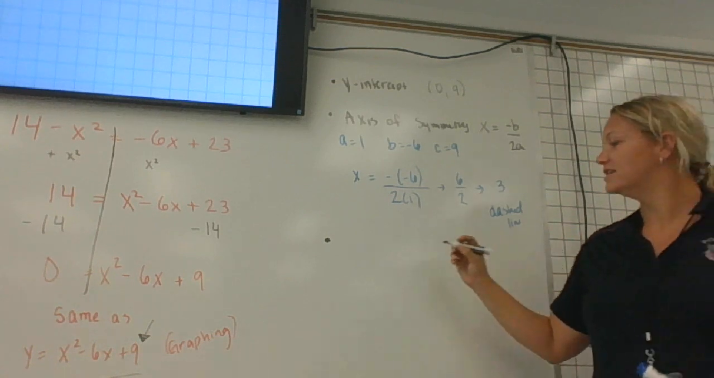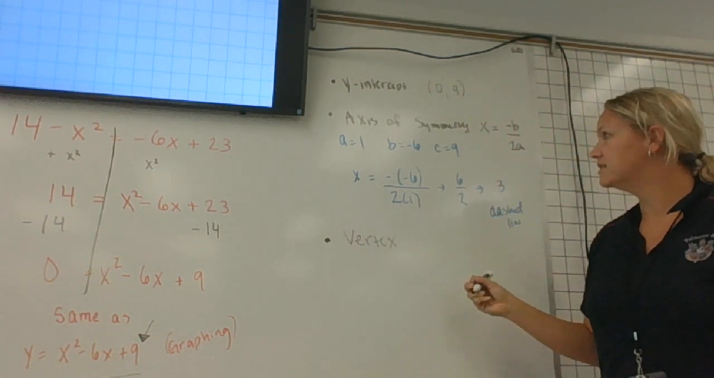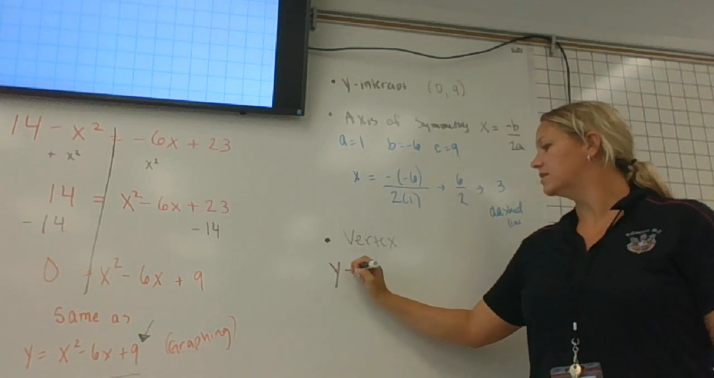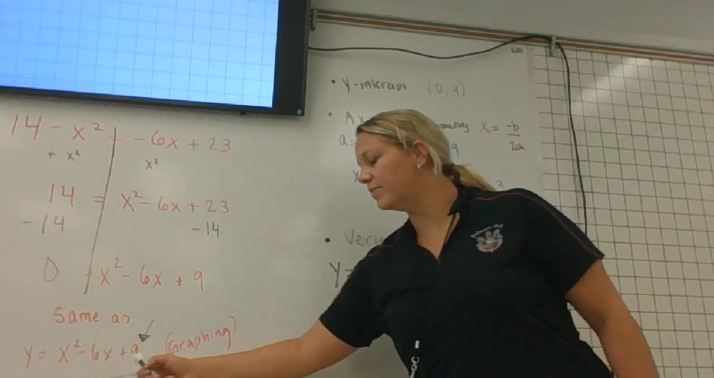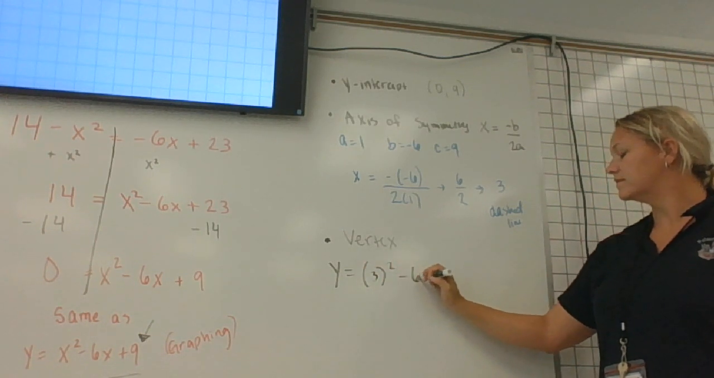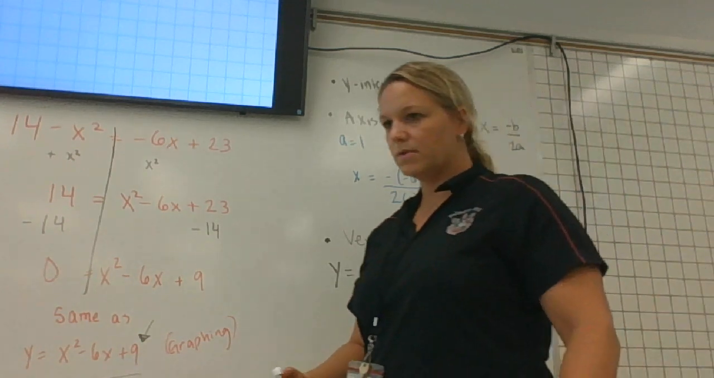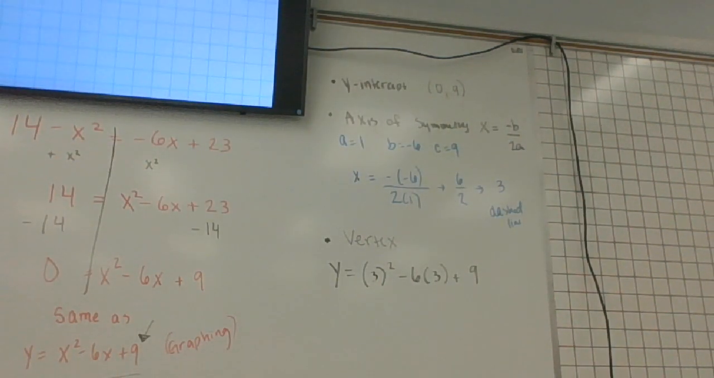Cassie? Find the vertex. How do you find the vertex? We'll take the x out and put 3 in. I'm gonna walk around and see who's got it.